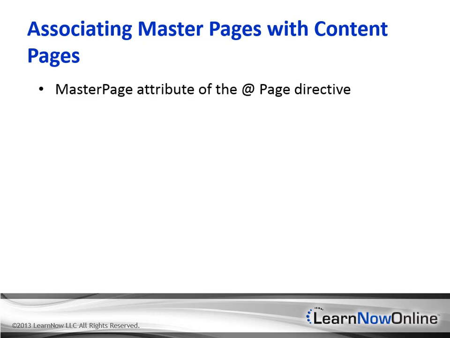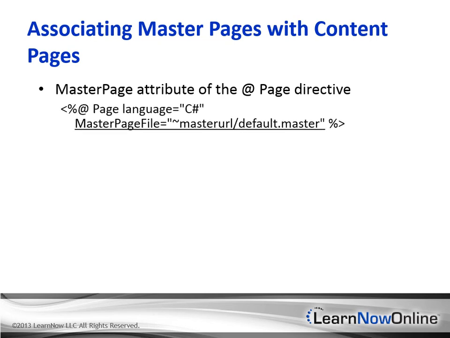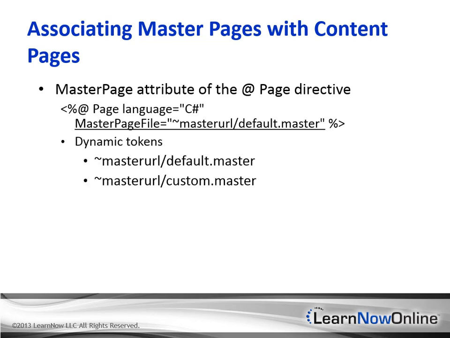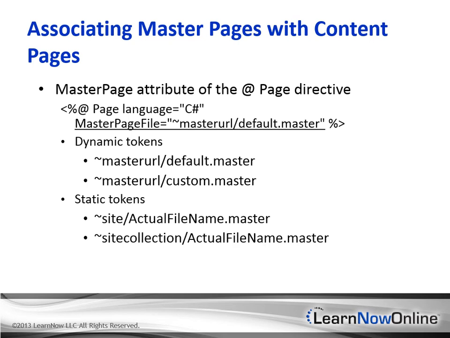Just like we saw in ASP.NET, when we created the content pages, we had to make sure they were associated with the correct master page. In SharePoint, there's a master page file attribute, and it's the same thing as ASP.NET. We just looked at that in the previous demo, but there's a special token called master URL, and it's dynamic, so you can say master URL default.master or master URL custom.master. And then you can have it static as well.